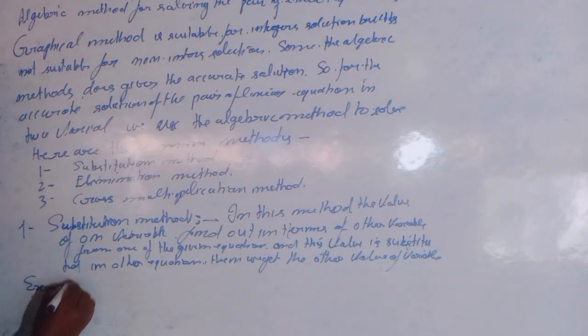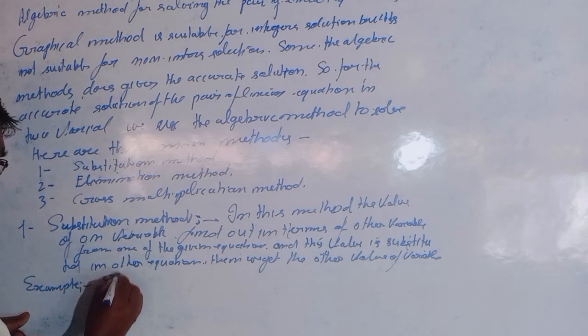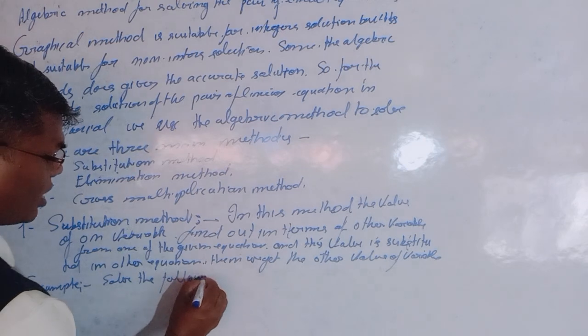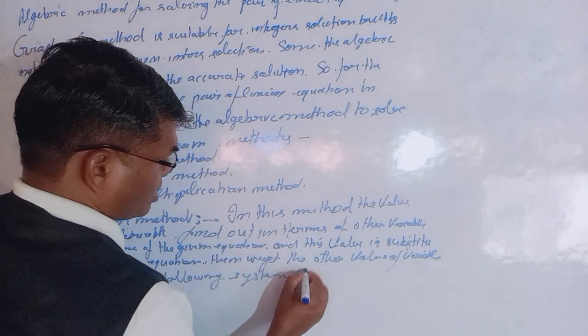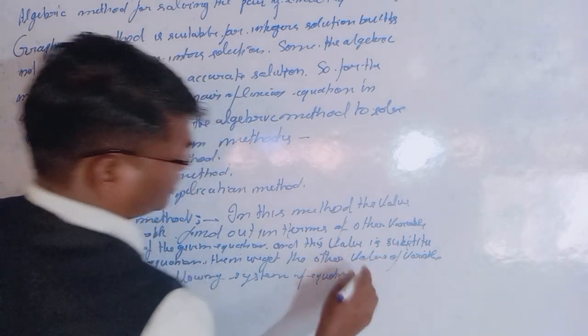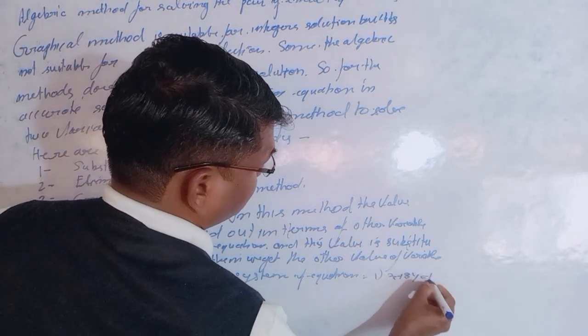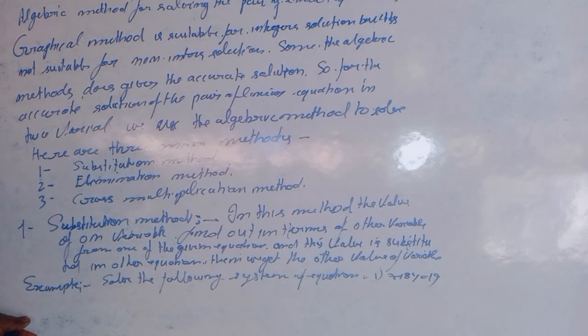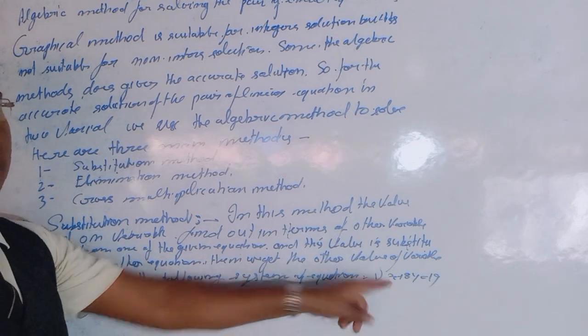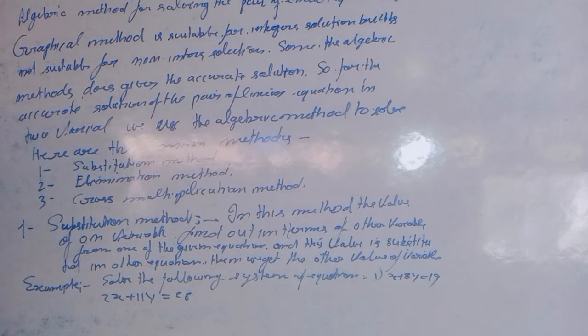Example: solve the following system of equations. First, x plus 8y is equal to 90, and second, 2x plus 11y is equal to 28. Got it? Two equations we have written. First equation here, second equation here. So now we will start the solution.